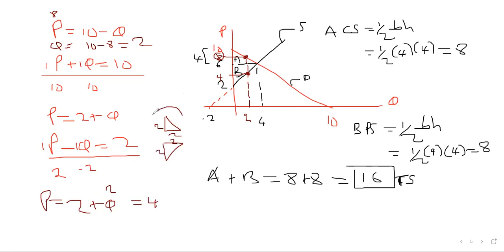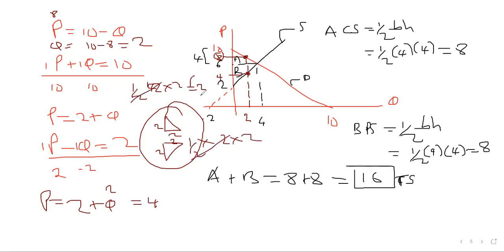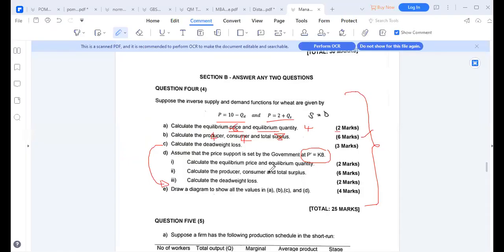So we need to calculate the 2 areas here. So half times base times height, so half of 2 times 2 is 2. Even this one, half of 2 times 2 is 2. So we're going to have a deadweight loss of 2 plus 2, which will give us a 4. So this whole area here is 4. So this is what we call the deadweight loss. So this is our deadweight loss.